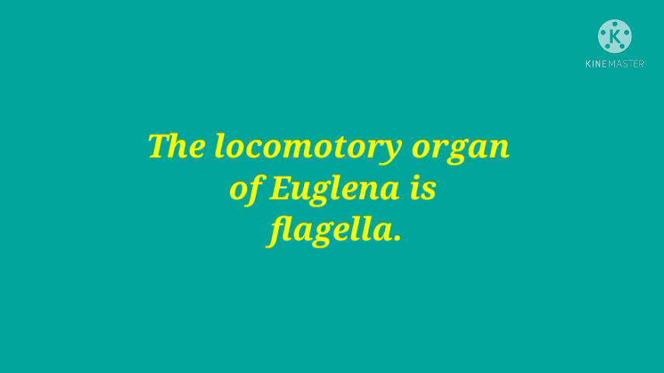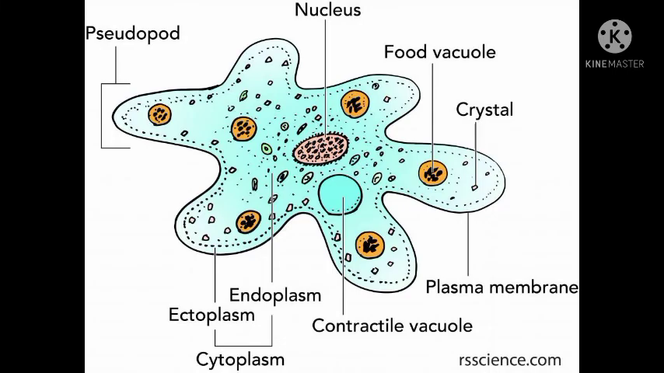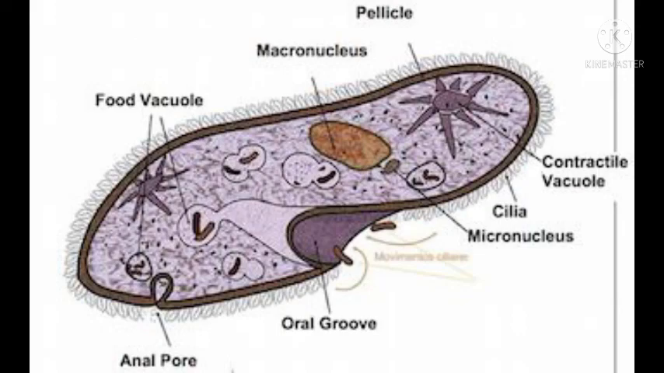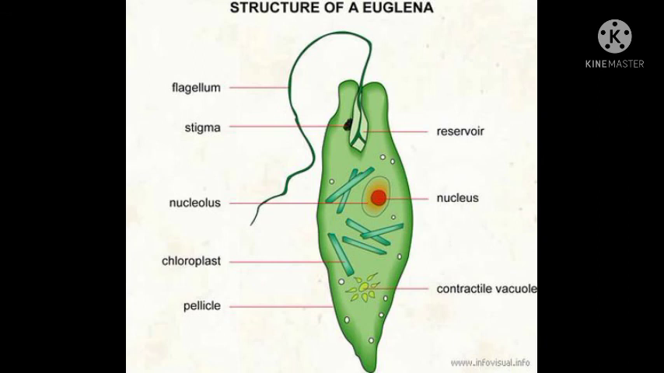So children, I hope you have understood about unicellular organisms. In the next video, you will be learning about multicellular organisms. The unicellular organism examples we saw were amoeba, paramecium and euglena. So the next video tells you about multicellular organisms.